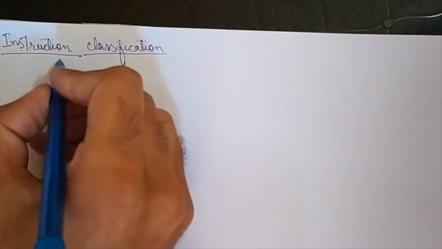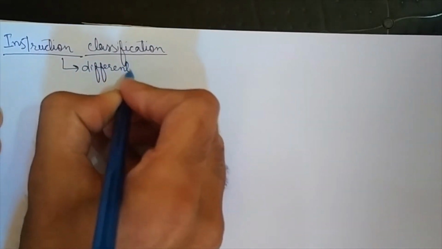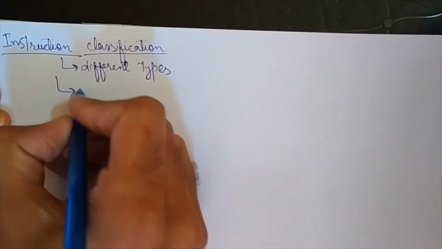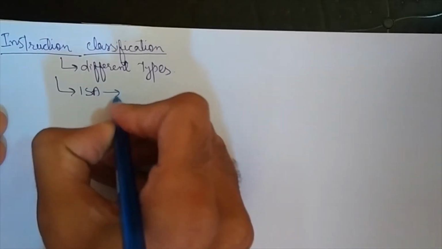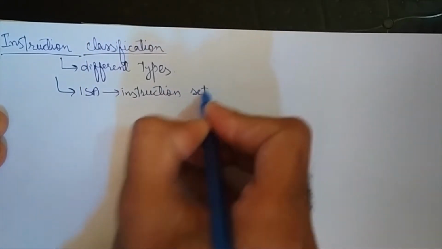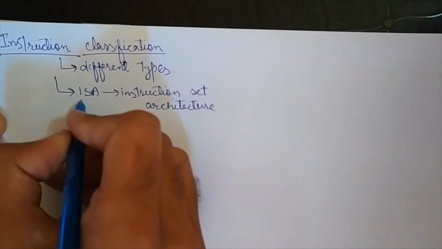Instruction classification. In this particular lecture, we will be discussing the different types of instructions of the 8085 microprocessor. Any microprocessor or any processor that is to be designed, we have to first design the ISA of that particular processor. ISA means instruction set architecture. So before designing any processor, we have to design the ISA.